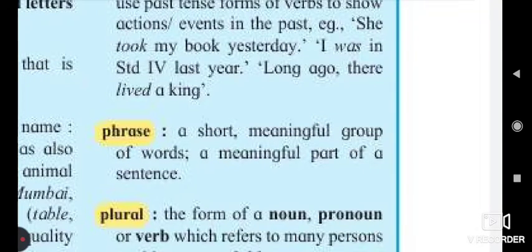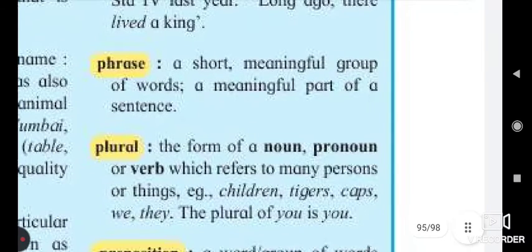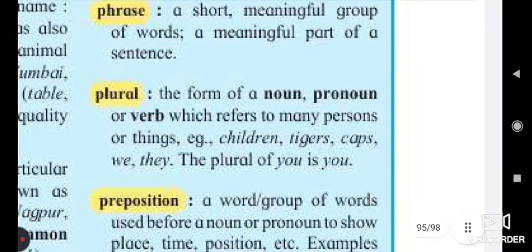Next is phrase, a short meaningful group of words, a meaningful part of a sentence. Next point is plural, the form of a noun, pronoun or verb which refers to many persons or things. Children, tigers, caps, we, they. The plural of you is you.